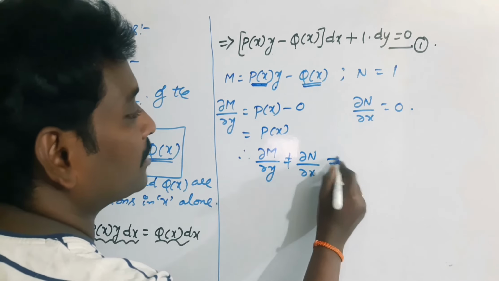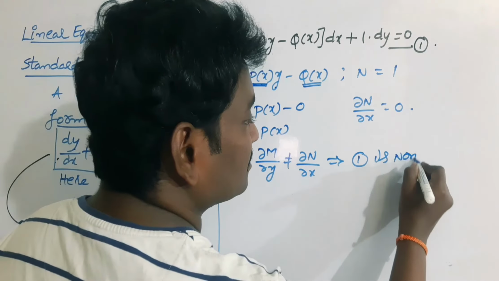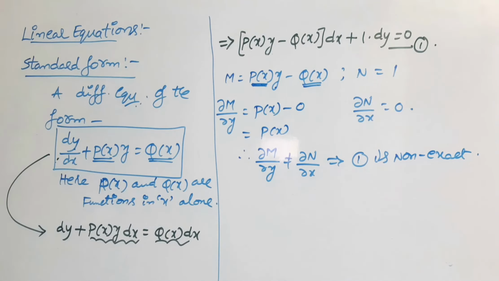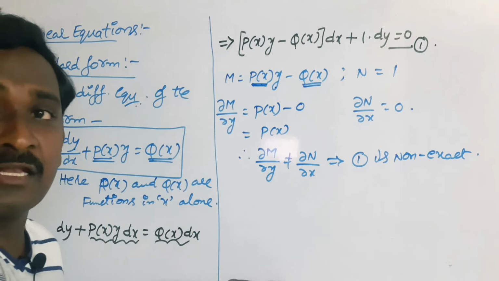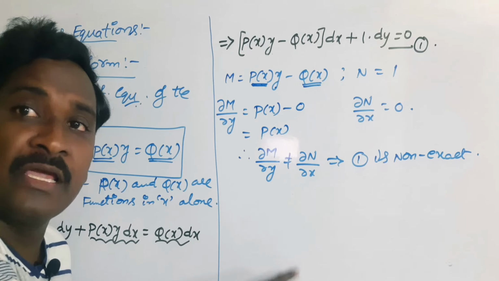So we conclude that this is non-exact, no doubt at all. So we have to reduce this equation to exact by multiplying with a suitable function. That suitable function is called the integrating factor.